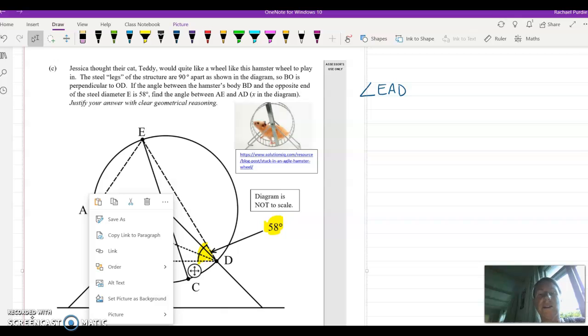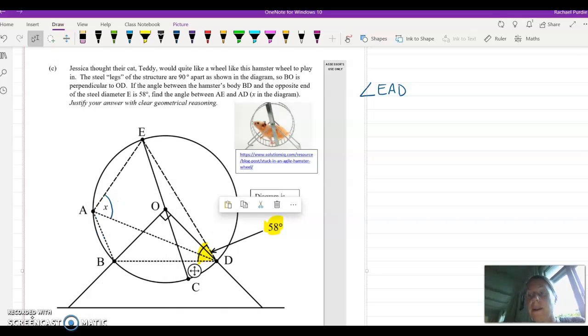I think one of you is quite confused about labeling angles. There might have been a couple of you, so I will be back on Wednesday, and I'll be able to talk to you guys then as well. So yeah, angle EAD is the one that we're trying to find. So we're going, okay, how on earth are we going to find that?